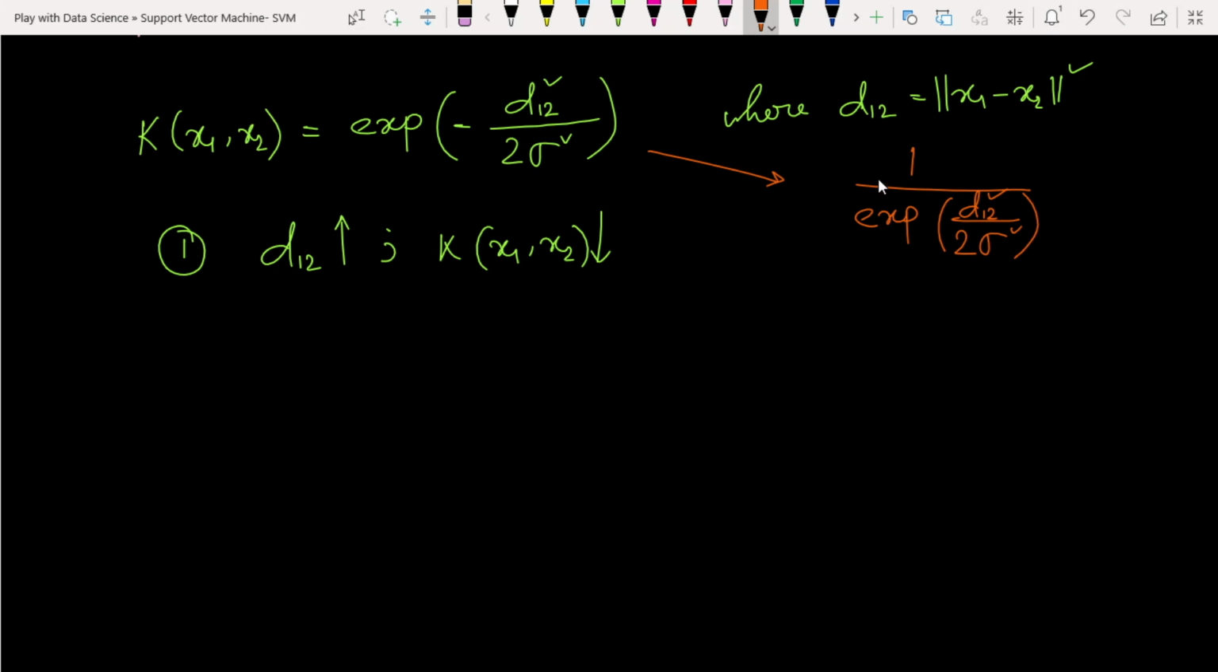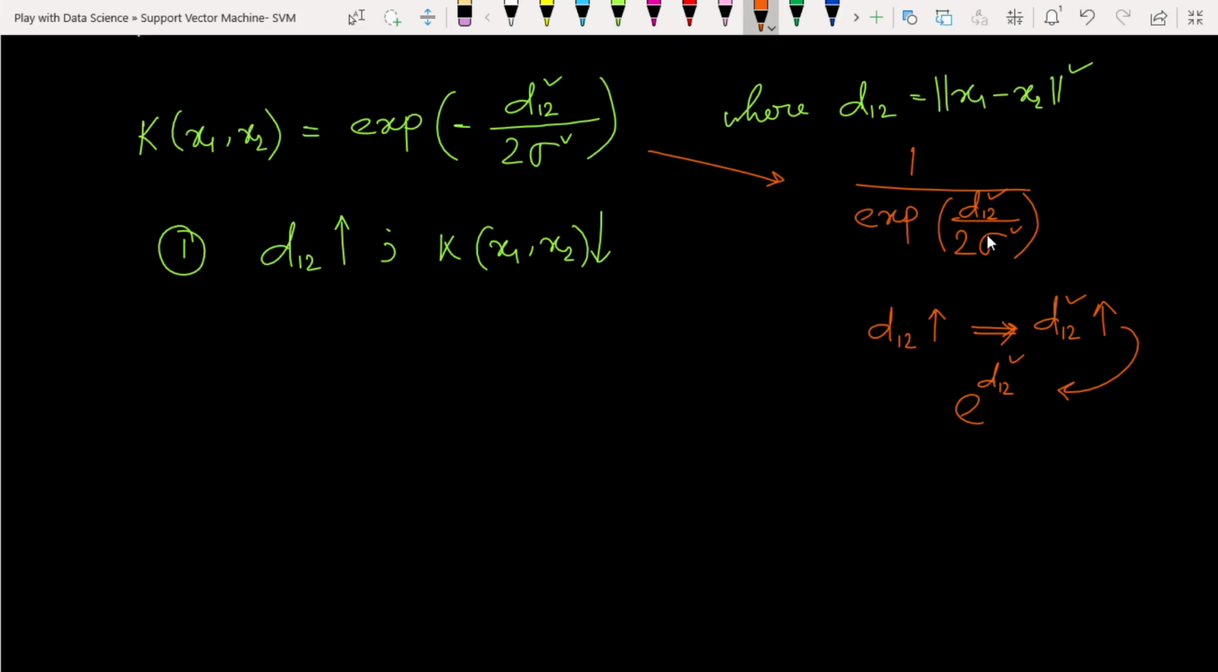Okay, I can usually use this thing. So if you just see, if we increase d12, just see step by step. If we simply increase d12, then d square 12 is also increased. And if d12 increased, then this thing is increased exponentially, d12 a whole square increased exponentially.